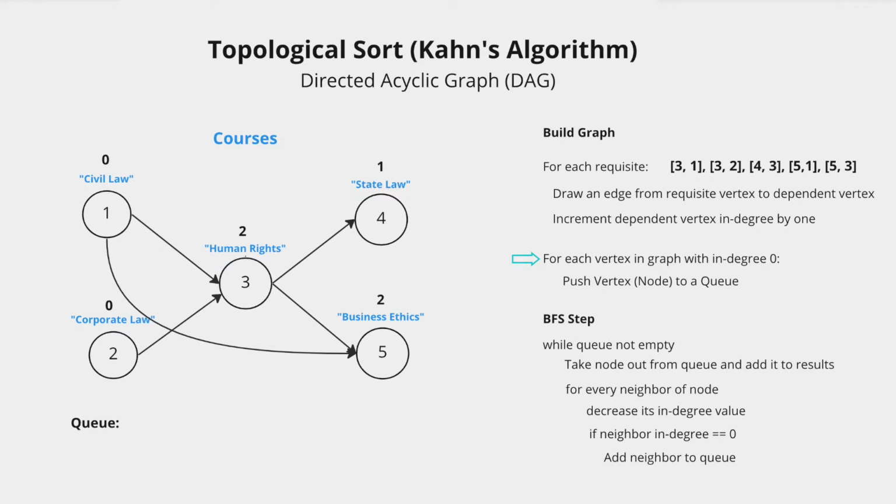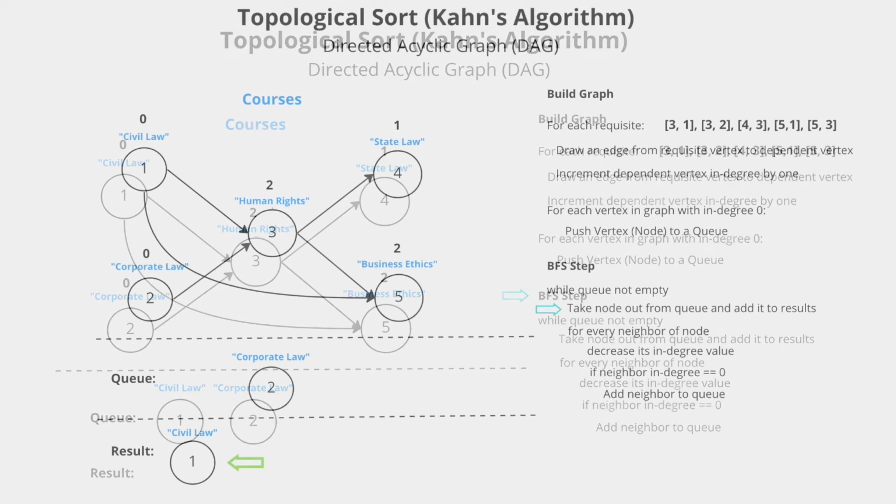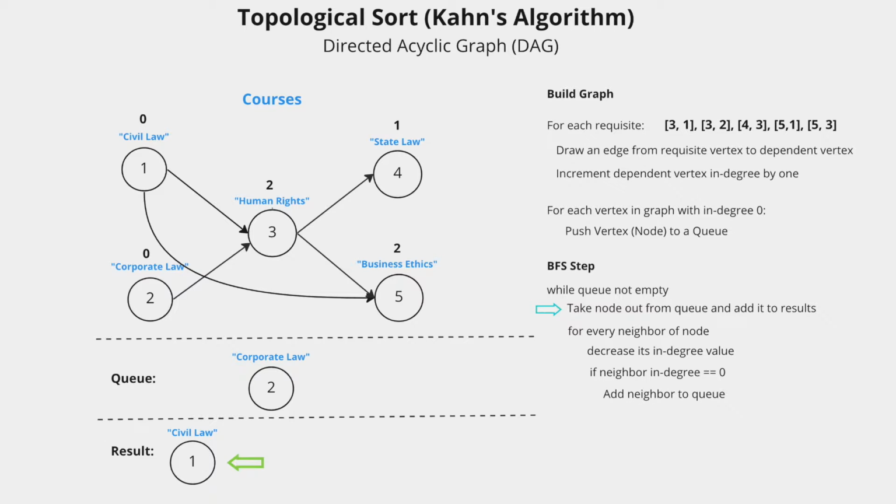Once the graph has been assembled, we'll use a queue data structure to push the courses with an in-degree value of 0 into it. These are the courses that have no initial prerequisites or the ones that are ready to be taken. We're going to use a standard BFS to discover which courses can be taken next. To do that, we're going to pick each course in the queue that holds the ones that are ready and move them to our result set.